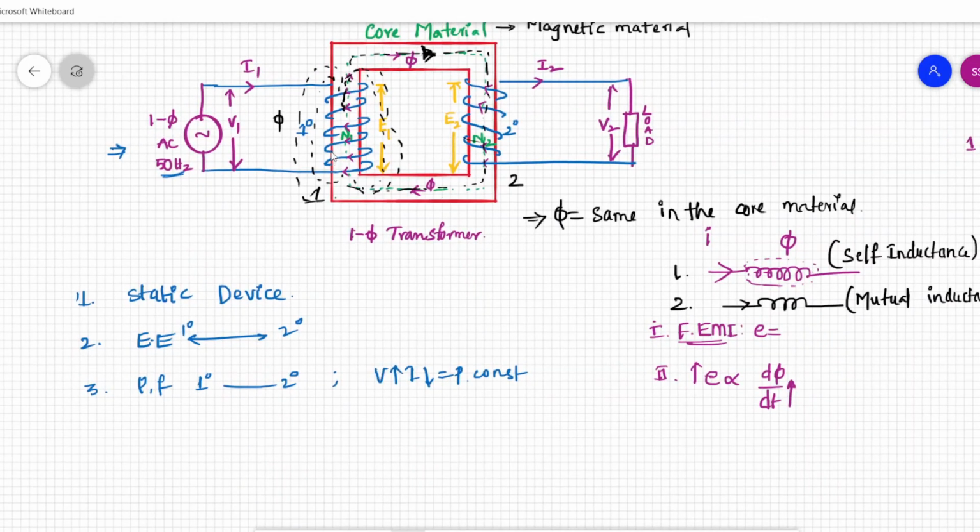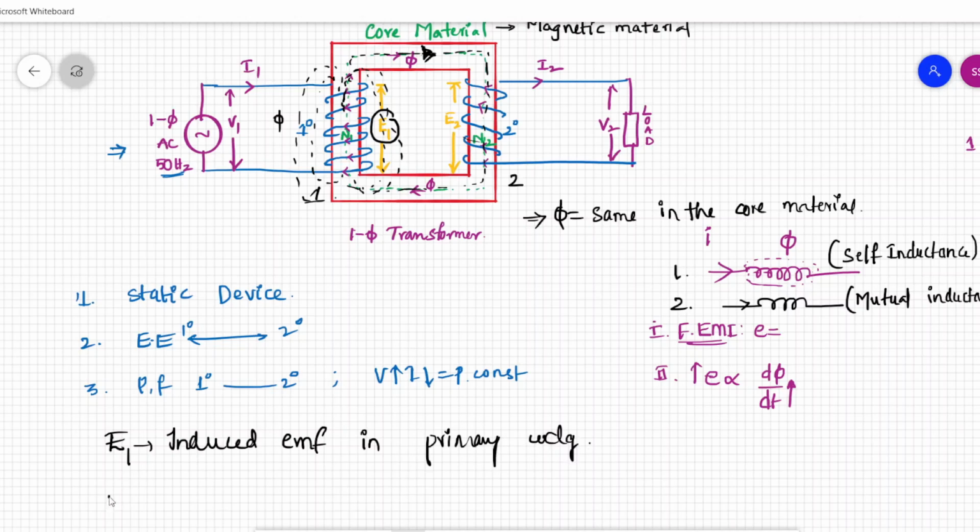Because of the current in the primary coil, there is a flux linkage in the secondary coil. Due to this flux linkage in the primary and secondary, there will be an EMF produced in the primary and secondary, which is denoted with yellow color. This is E1. E1 is the induced EMF in the primary coil, primary winding I can say, and E2 is the induced EMF in the secondary winding.